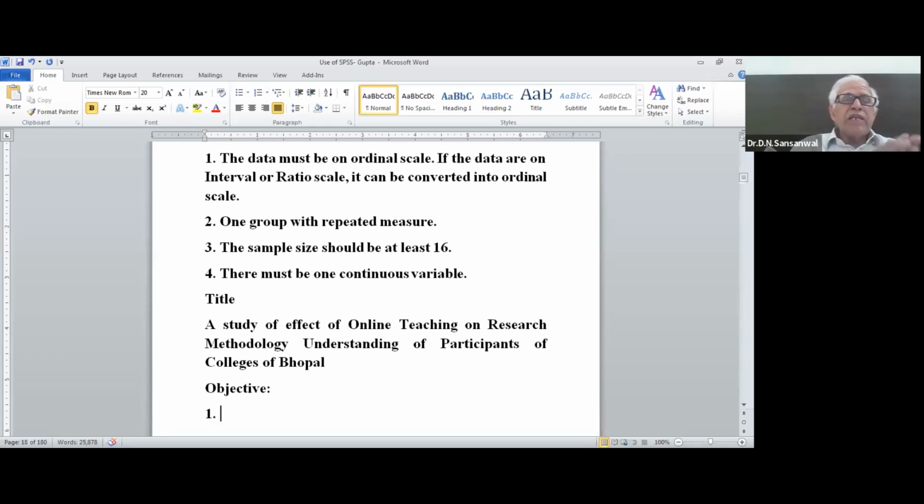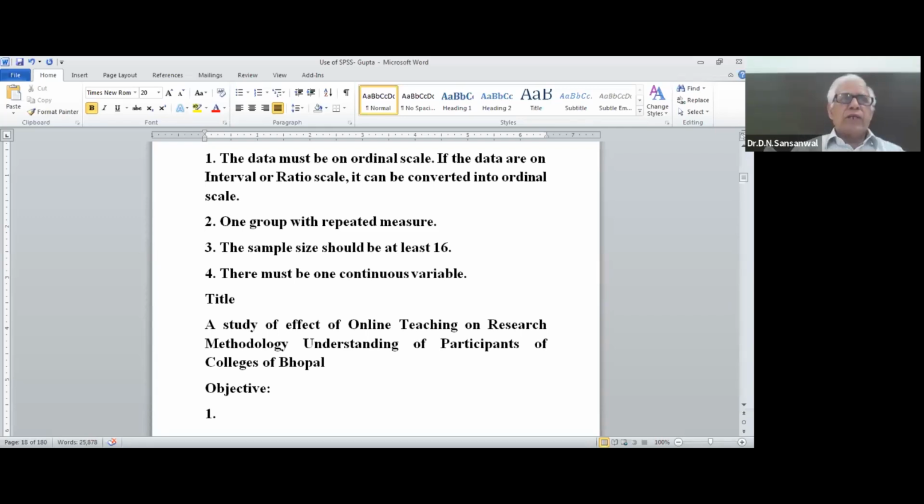But when you are saying stress, that means before the exercises and after the exercise. So when I say online teaching, that means the understanding of the students, understanding in research methodology of the student, before you teach and after you teach.